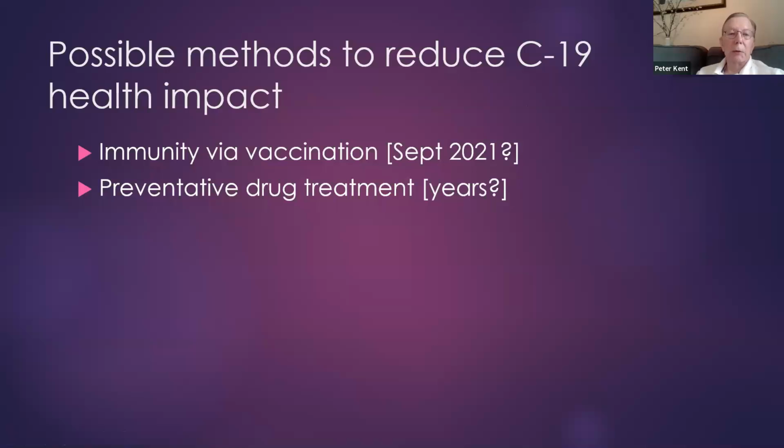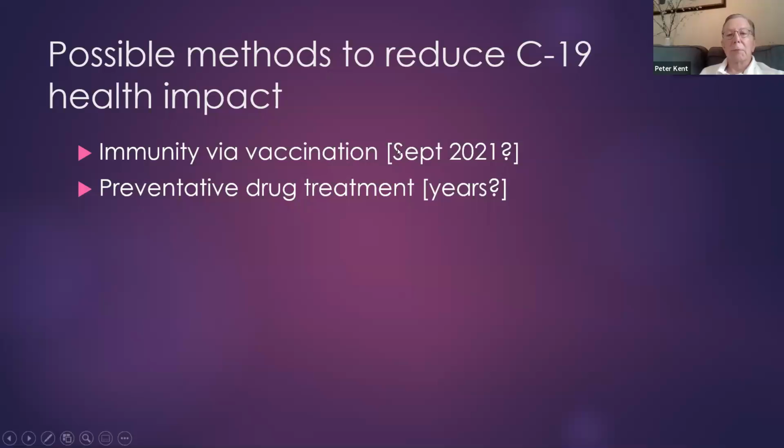And how can we reduce this? So I want to talk about 2 methods that we could do to reduce this, the health impact and the economic impact. One is, to reduce the health impact, you can do immunity by vaccination, but it looks like the best guess is September, next year, 2021.